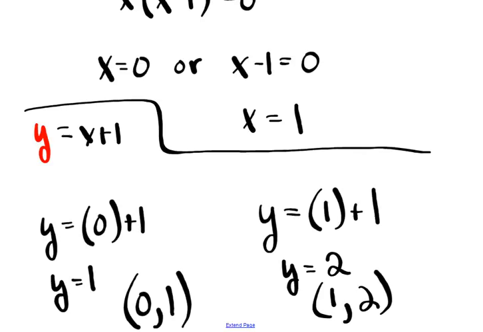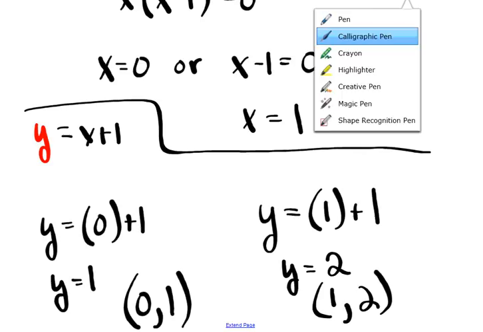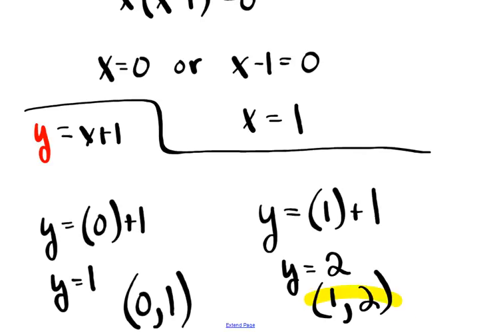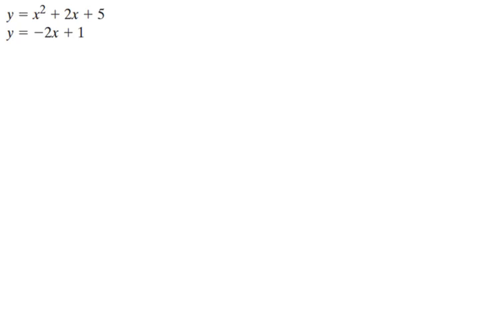And these are my solutions right here. So this is a case where I cross my quadratic and my linear equation in two places. Now, this one's a little bit more tricky, but not any harder. Same concept. We're going to set the two equations equal to each other. Okay, so I have x squared plus 2x plus 5 is equal to negative 2x plus 1.